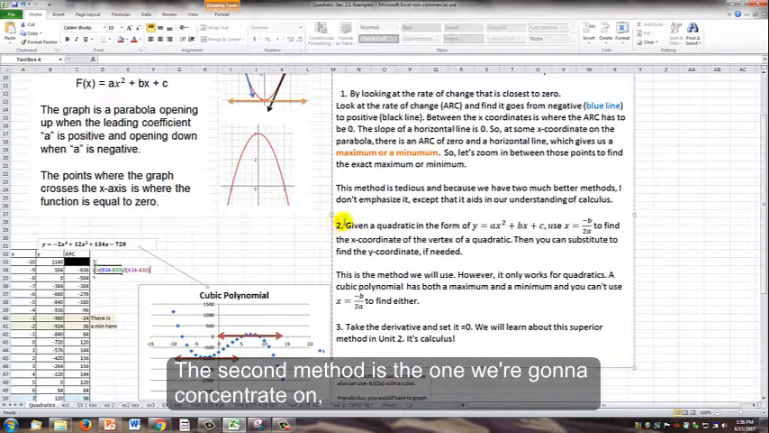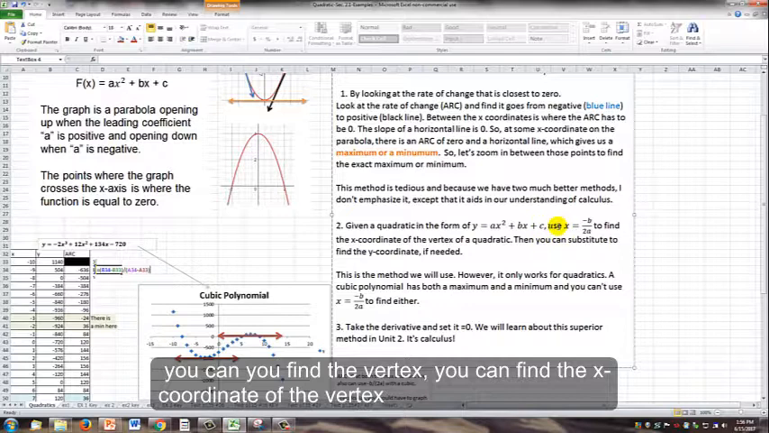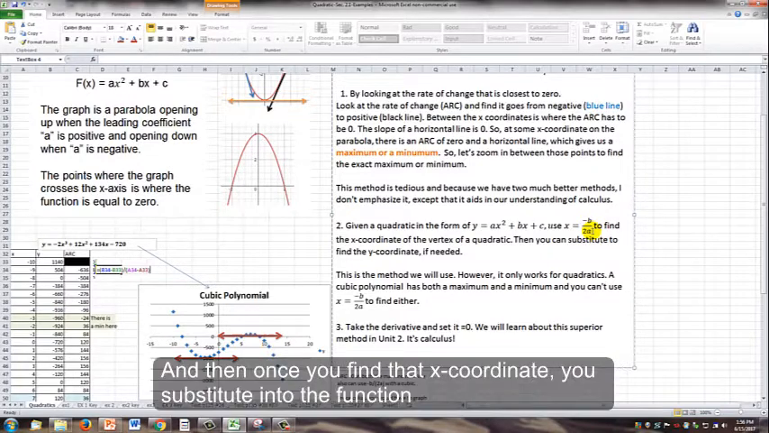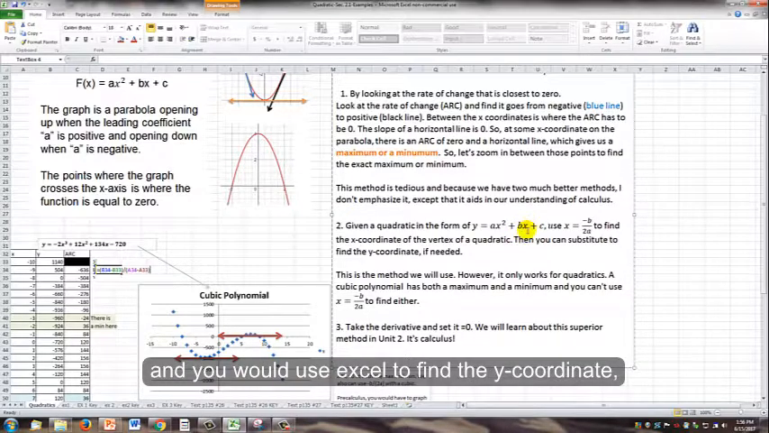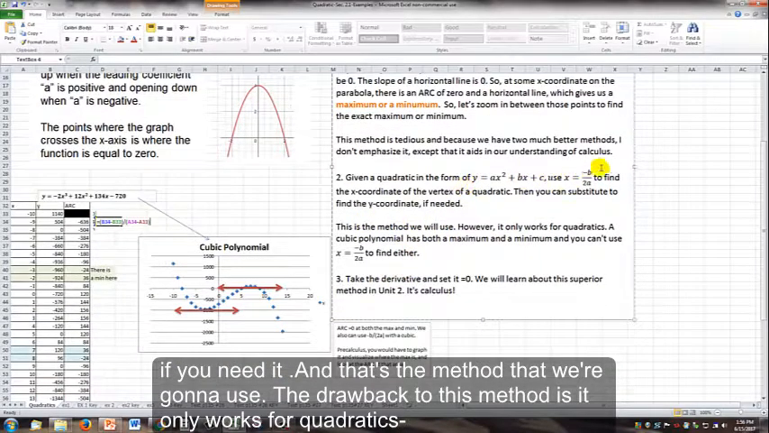The second method is the one we're going to concentrate on. And if you're given a quadratic in the form of y equals ax squared plus bx plus c, remember that you can find the vertex, you can find the x-coordinate of the vertex if you use negative b over 2a. And then once you find that x-coordinate, you substitute into the function, and you would use Excel to find the y-coordinate if you need it. And that's the method that we're going to use. The drawback to this method is it only works for quadratics.